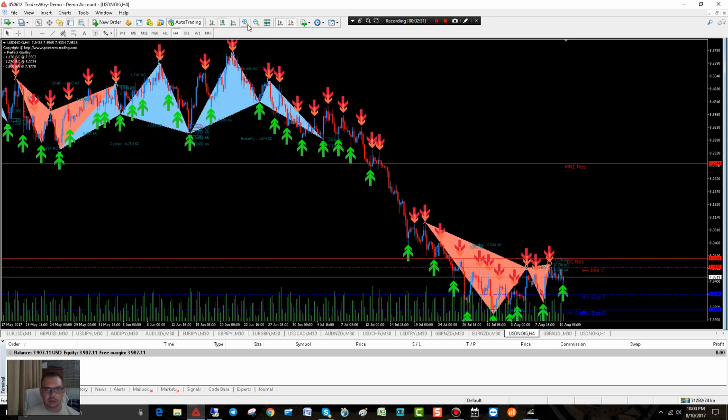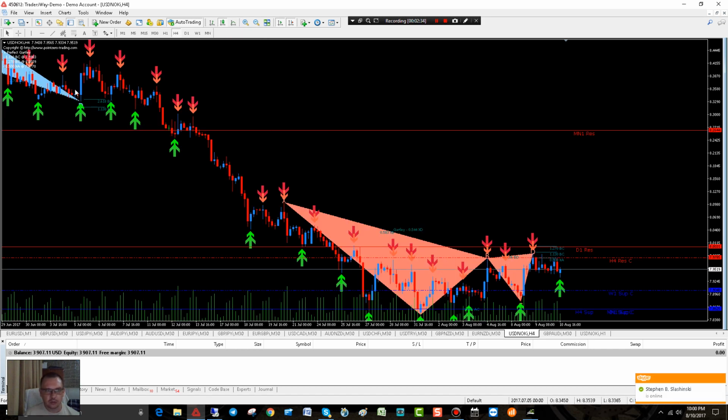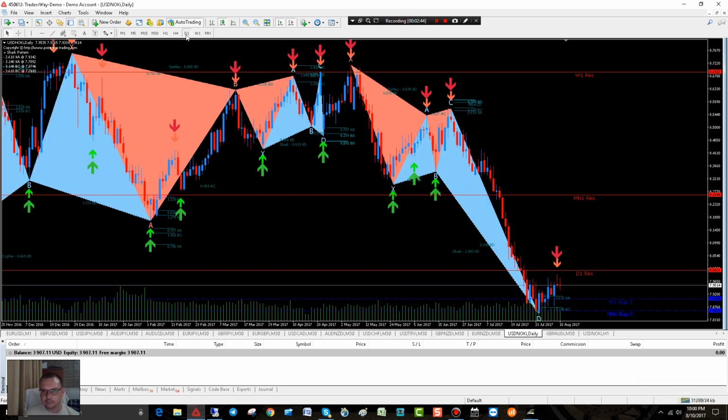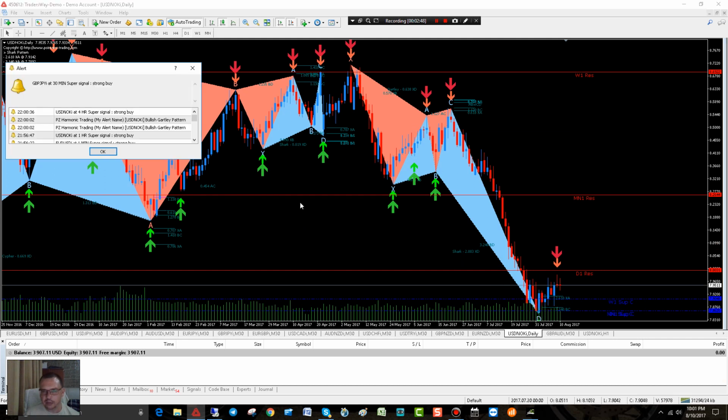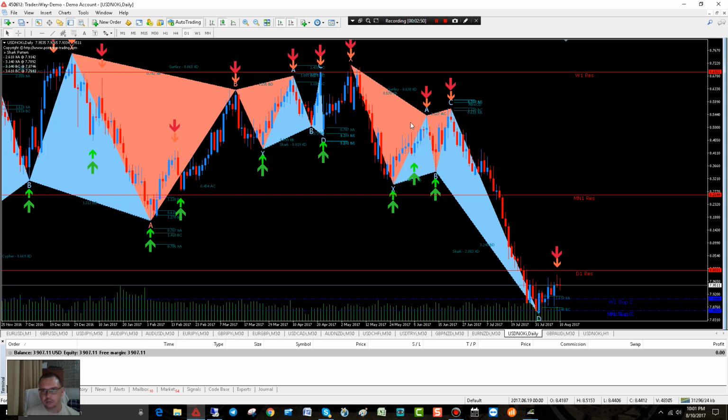Let me zoom in a little bit so you can see. You see here, it's been going down, down, down. Now it's moving sideways, but it's slowly starting to go back up. If you look at the daily, now we see a bullish harmonic pattern, and we see how this pair has been dropping for the longest time. This started back at the end of June.